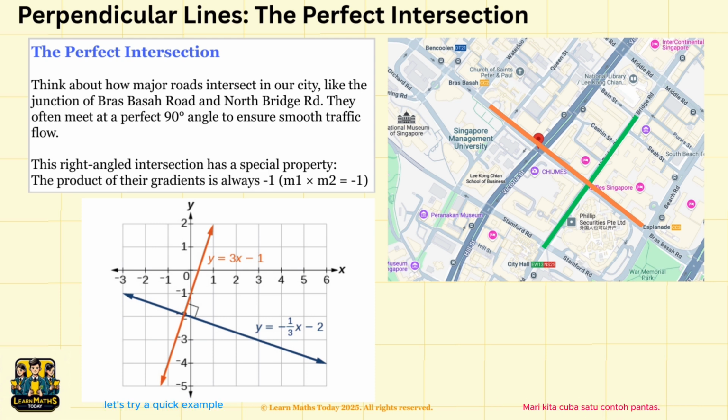Let's try a quick example. If one line has a gradient of 3, then the line perpendicular to it would have a gradient of -1/3. Notice how the sign changes and the fraction is flipped or inverted. They are like perfect opposites in terms of their steepness and direction. This property is incredibly important in many fields, from architecture and construction where it's used to ensure walls meet at perfect right angles, to engineering where precise perpendicular alignments are essential for structural integrity. It's a key concept that helps ensure things are perfectly square and properly aligned.